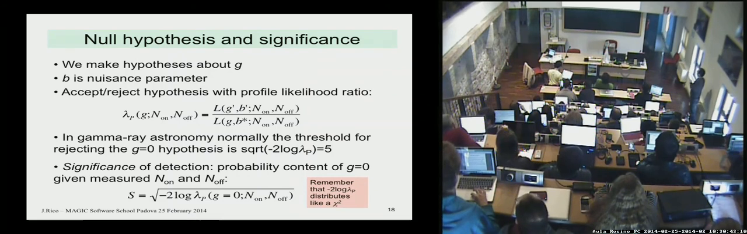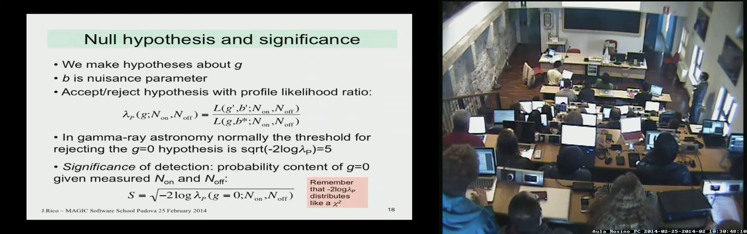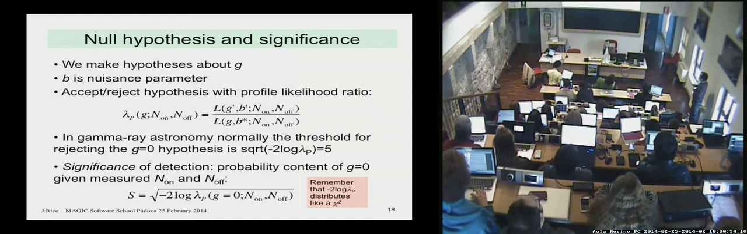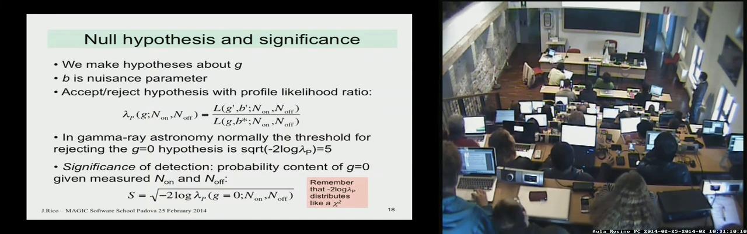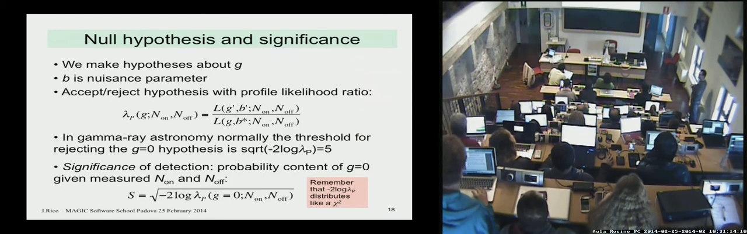So now, let's make a hypothesis about G, and let's keep in mind that B, which is the number of background events in our on sample, is a nuisance parameter. So now we accept or reject the hypothesis with the profile likelihood ratio, as we have seen before. And for the MAGIC case, now the parameter we want to determine is G, the number of gamma ray events. These are our data. So now this is how this likelihood ratio would look like, including B as a nuisance parameter.